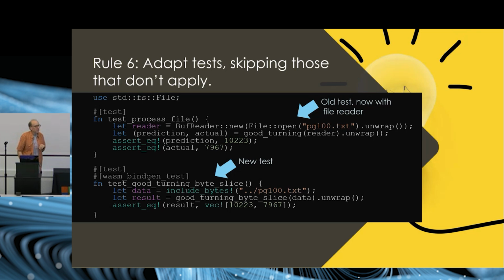Which means we can create tests. So first of all, our regular test: we only have to make a small change in the test we presumably had before to check some answer. Still works. For the new function test good Turing byte slice, we'll still decorate it with pound test because it's still a perfectly good Rust function that we can test when we run our tests natively. But it can also be a WASM bindgen test, which will actually run in the browser. And we can call the function and see that it gets the numbers we expect.